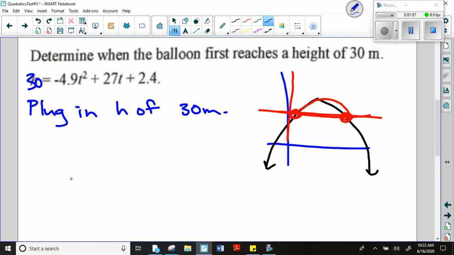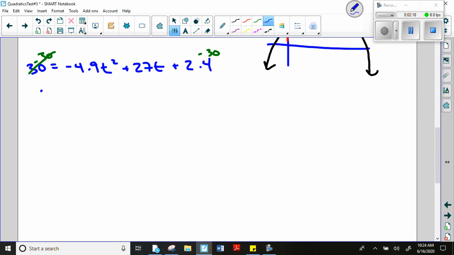So let's plug in what we know. 30 is the h. We know it's negative 4.9 t squared plus 27t plus 2.4. All right, we're going to subtract 30 from both sides. We get 0 equals negative 4.9 t squared plus 27t plus 2.4 minus 30, negative 27.6. Gross.